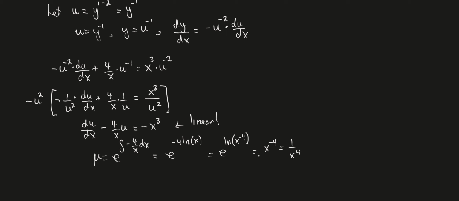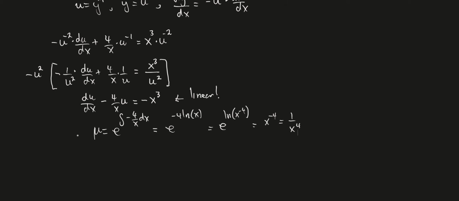Then we take our integrating factor and multiply the entire equation. Depending on your preference, whether you want to multiply by this with the -4 exponent or the 1 over x to the 4th, that's up to you.